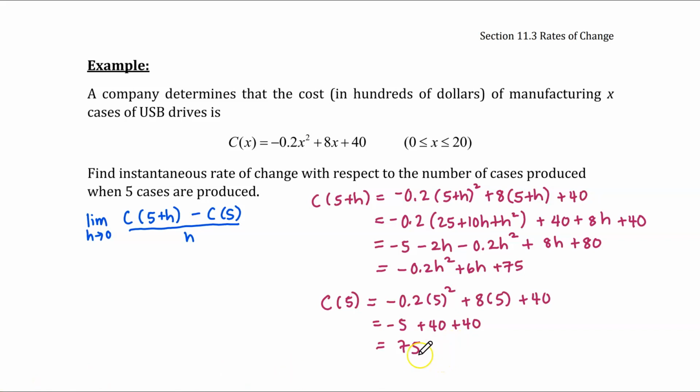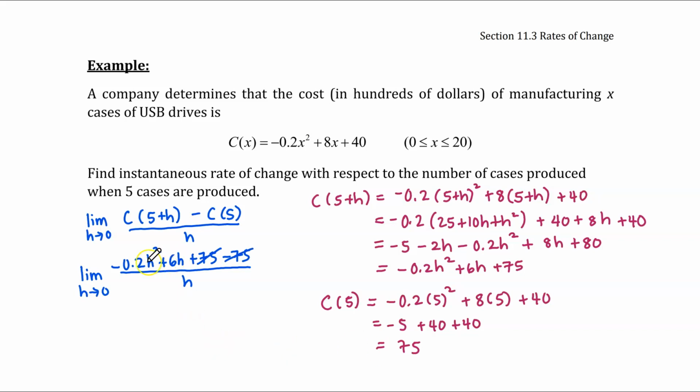Now let's go ahead and plug this into our equation here. So therefore we have the limit of C of 5 plus H is this expression here. So negative 0.2H squared plus 6H plus 75. Minus C of 5 is 75. So minus 75 divided by H, as H approaches 0. So 75 minus 75 is 0.